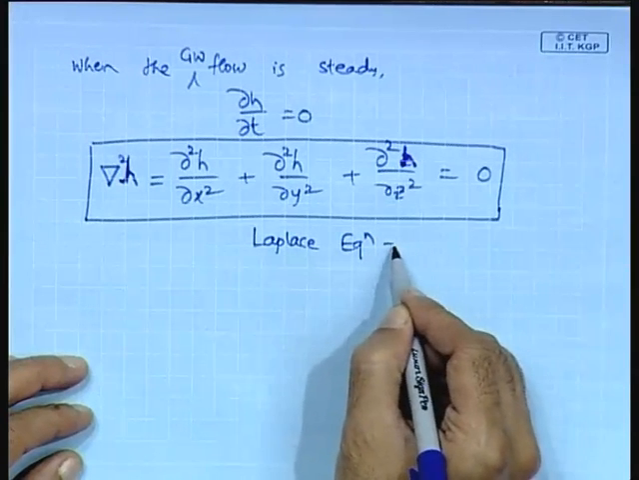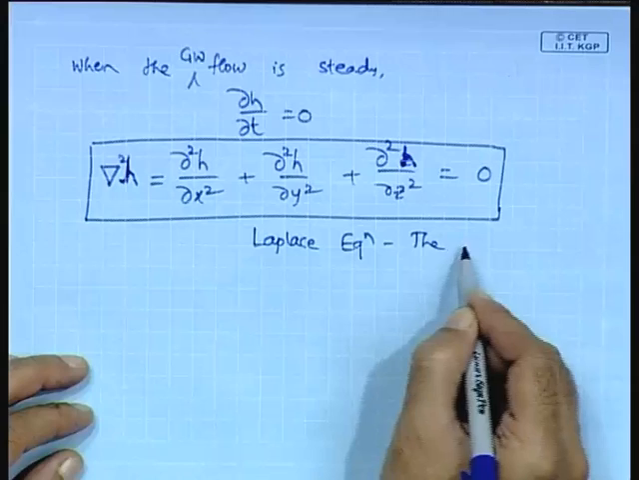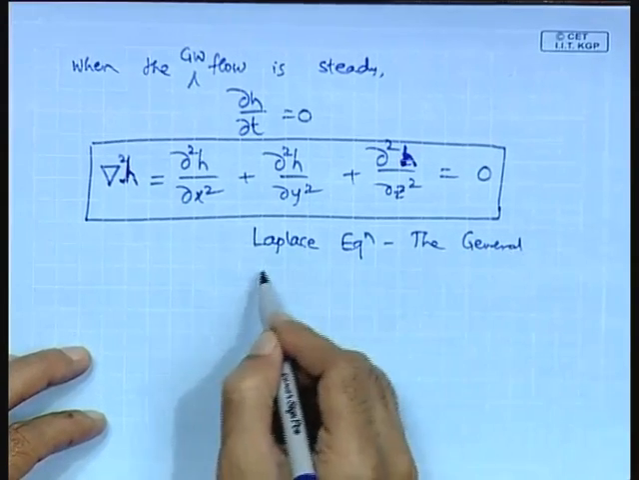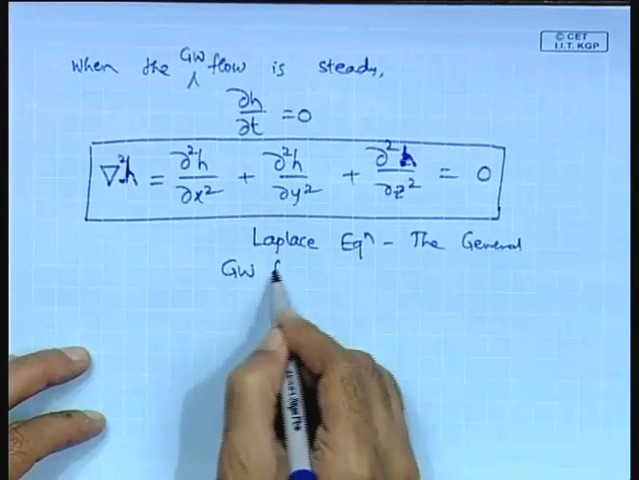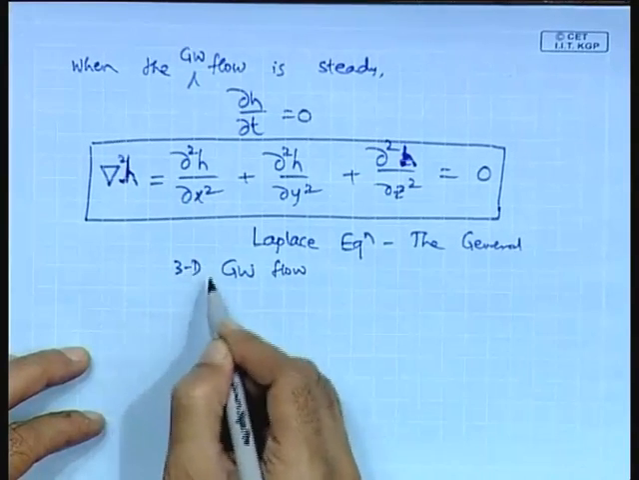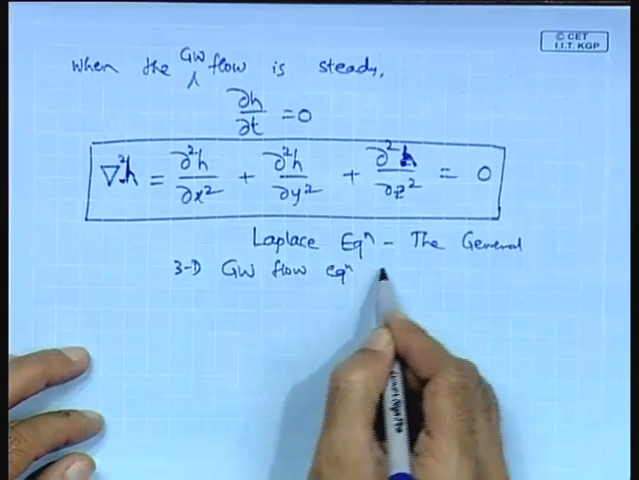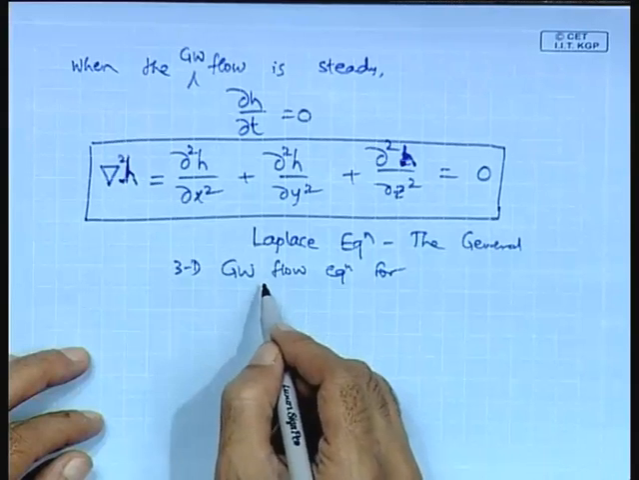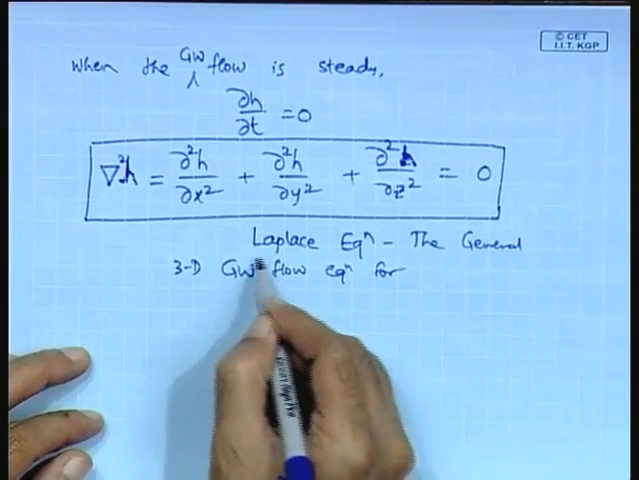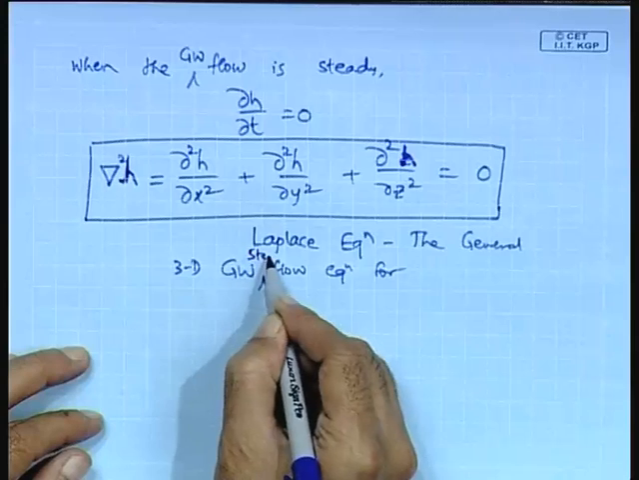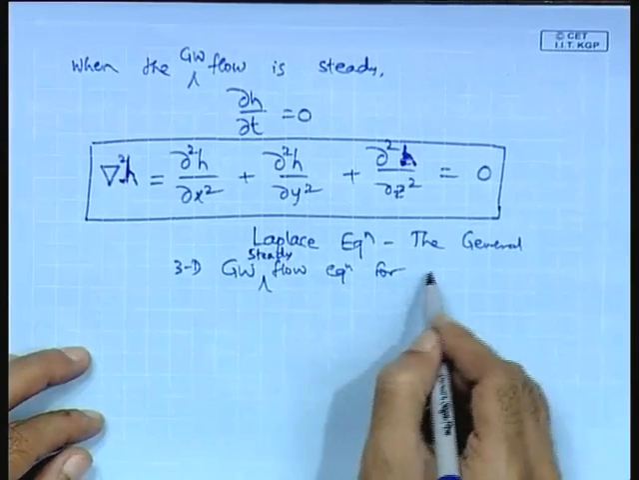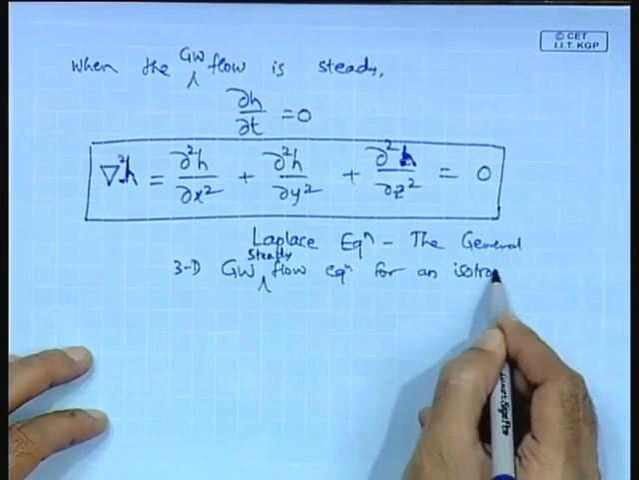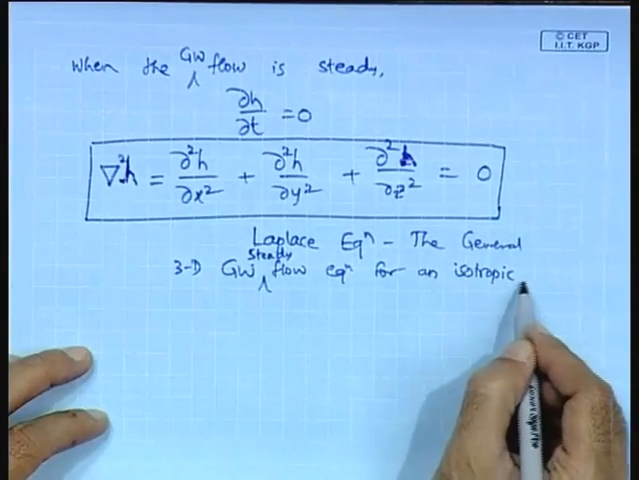and so this is the general groundwater flow equation, general 3D, three dimensional groundwater steady flow equation for an isotropic aquifer.